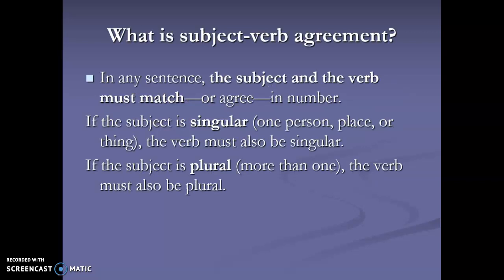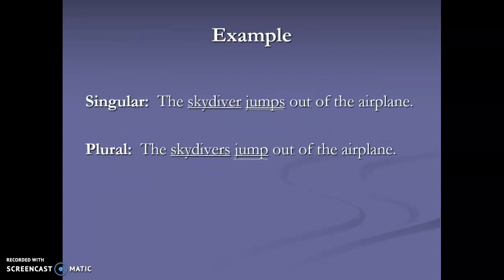So in any sentence, the subject and the verb have to match or agree in number. So if the subject is singular, the verb also has to be in singular form. And if the subject is plural, the verb always has to be plural as well. So that's what agreement means. Subject and verb agree in number. For instance, in this first sentence, skydiver is the subject, it's singular. Jumps is a singular form of the verb. Skydivers, in the second one, is plural, so we have to use the plural form of the verb, which is jump.